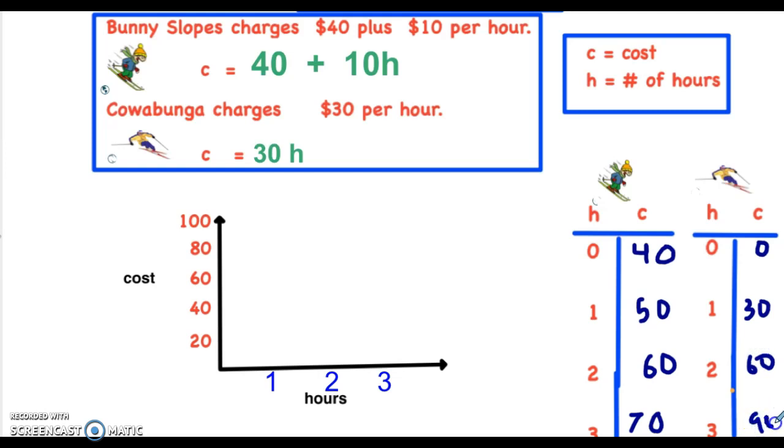Now let's graph these ordered pairs on our graph over here. So let's start with bunny slopes. Even if they don't ski any hours, they still have to pay that $40 fee. And then each hour it goes up $10. So it's going to look something like this.